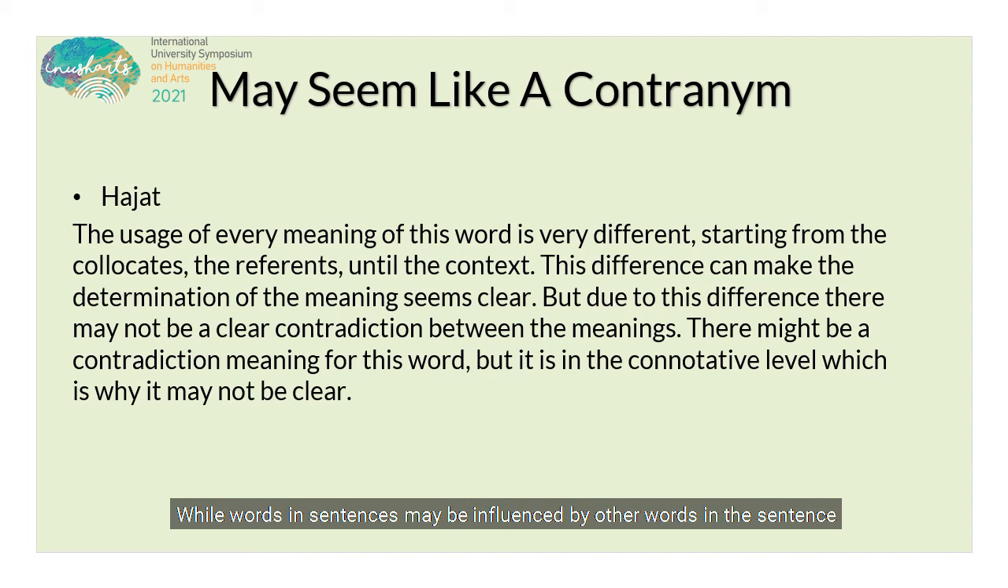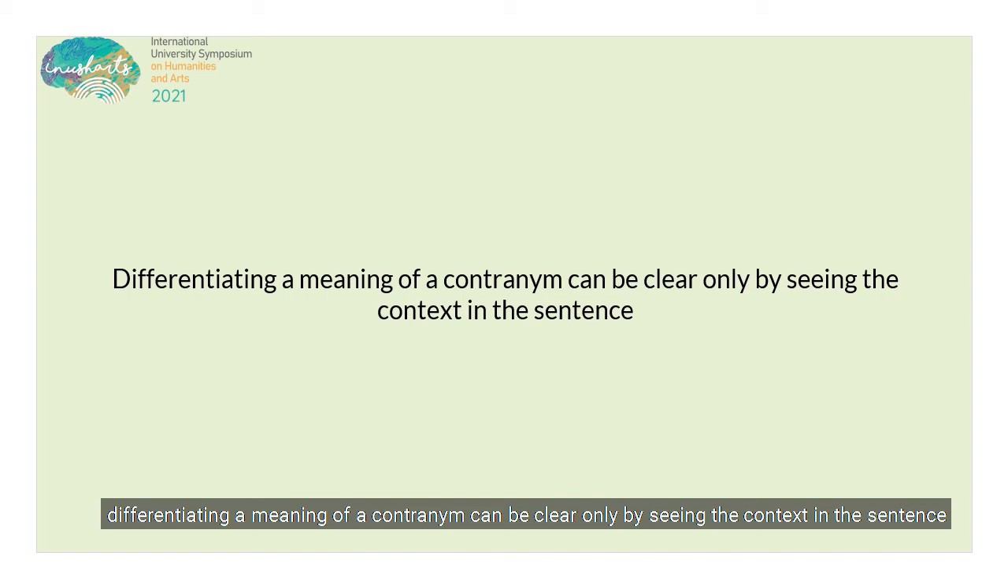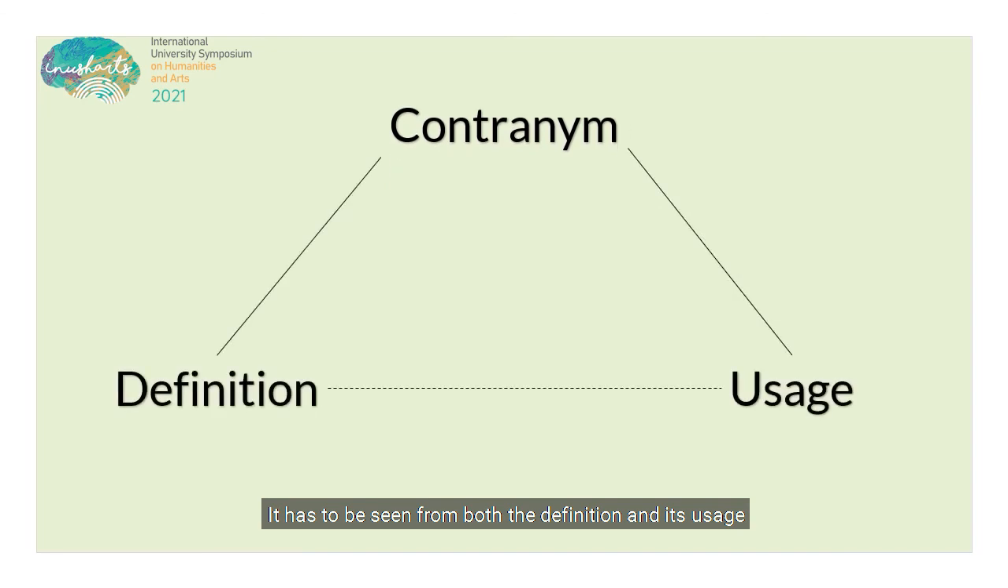While words in sentences may be influenced by other words in the sentence, differentiating a meaning of a contronym can be clear only by seeing the context in the sentence. However, determining whether or not a word is a contronym cannot be only seen by its usage. It has to be seen from both the definition and its usage. Because a word with different meaning in the usage does not always have multiple meanings indexed in the dictionary. Or a word with multiple meanings does not always have an explicitly contradicting meaning in the usage. Therefore, through this research, we can know how to determine a word that could be considered as a contronym.